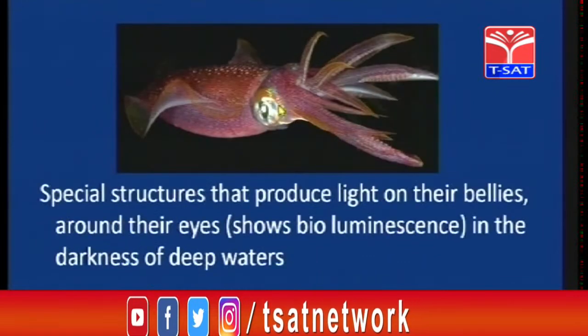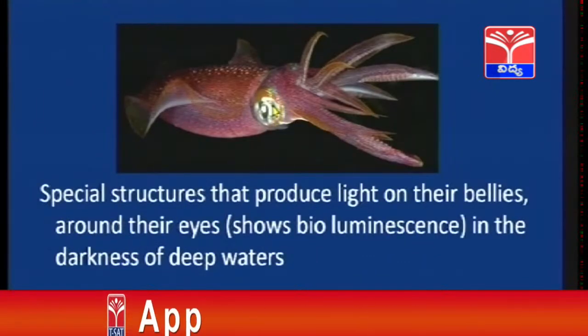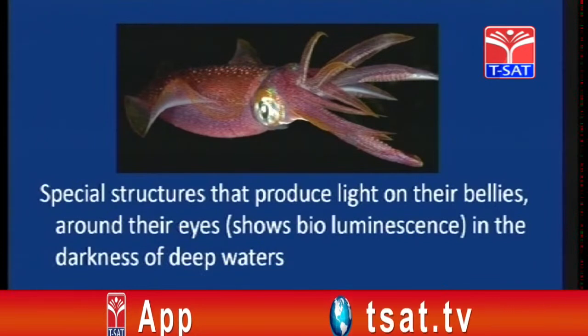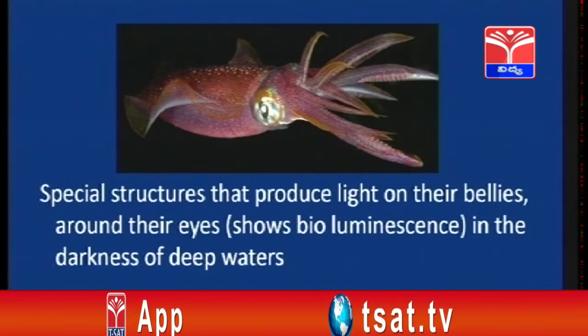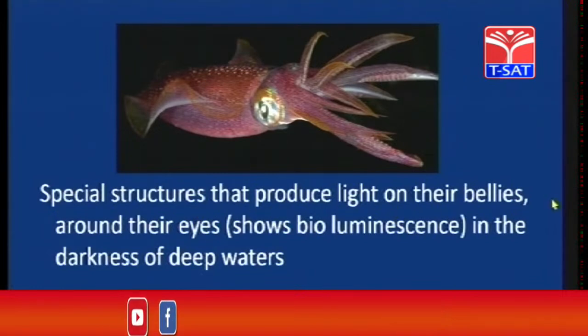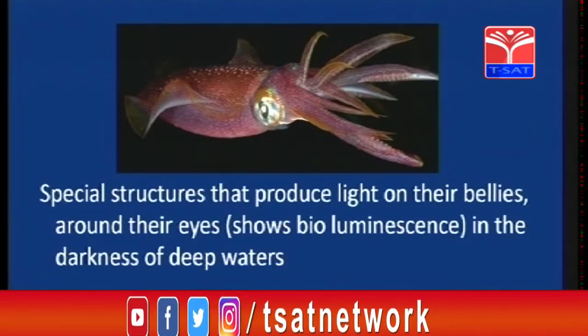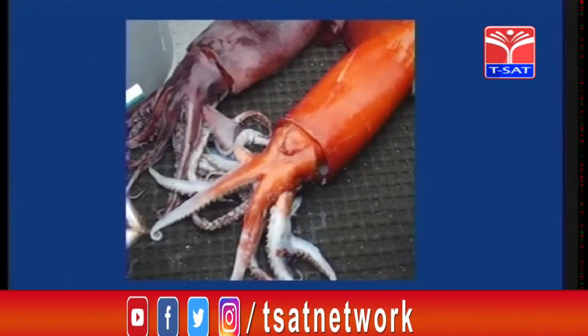So children, they have special structures to produce light. Why do they need to produce light, children? Because they are living in the abyssal zone. So they have special structures that produce light on their bellies and around the eyes, in the darkness of deep waters. So this is the Humboldt squid, children.